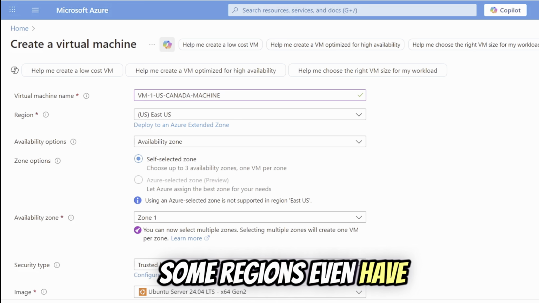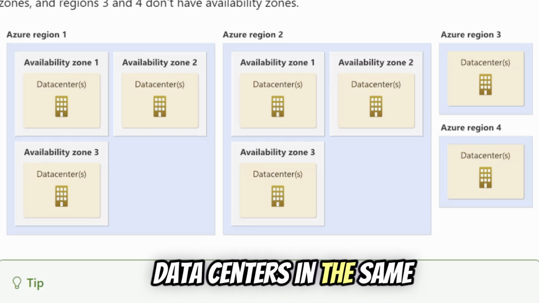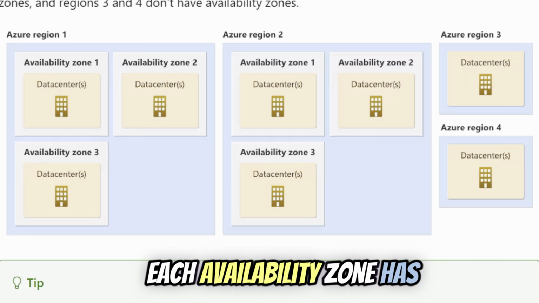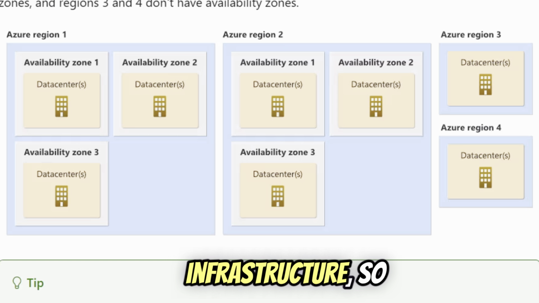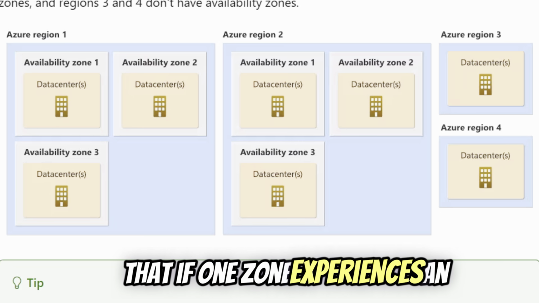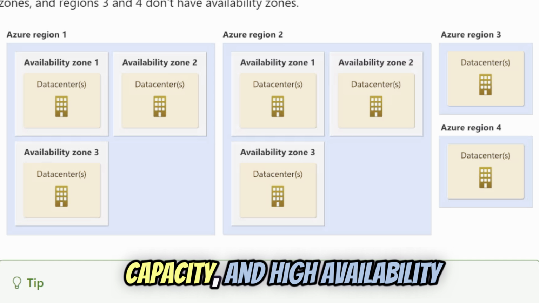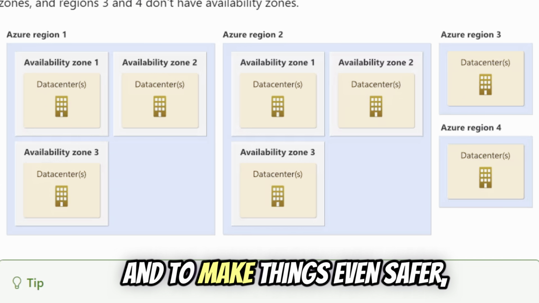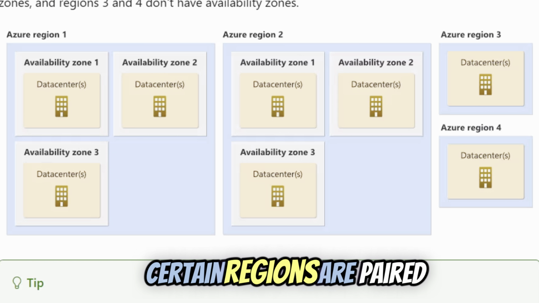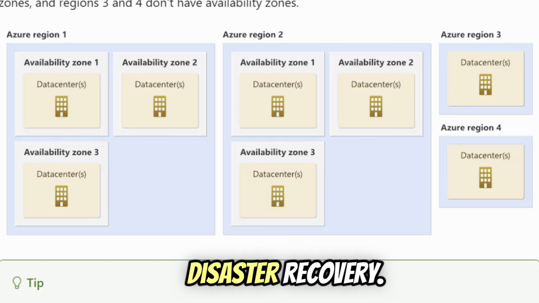Some regions even have availability zones, which are basically separate data centers in the same region. Each availability zone has independent power, cooling, and networking infrastructure, so that if one zone experiences an outage, then regional services, capacity, and high availability are supported by the remaining zones. And to make things even safer, certain regions are paired with another region. That's for extra backup and disaster recovery.